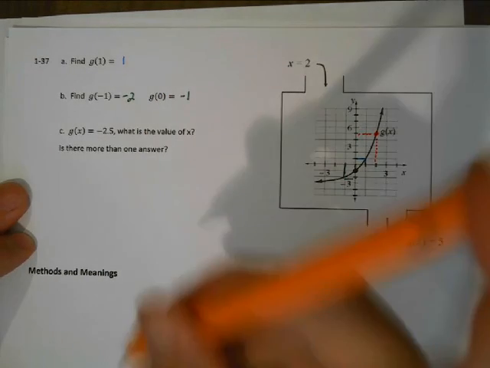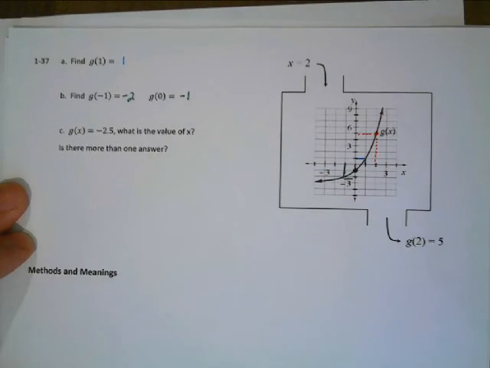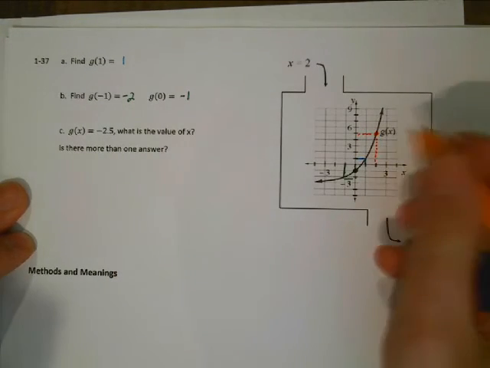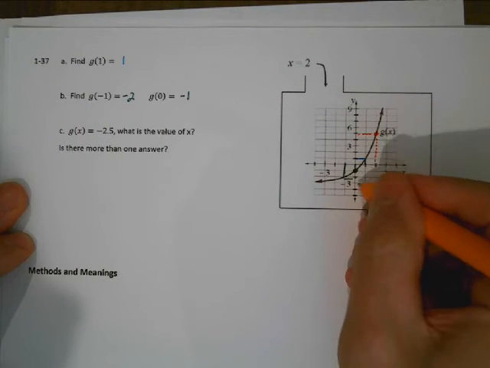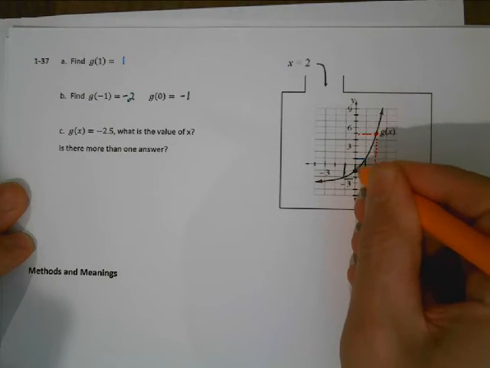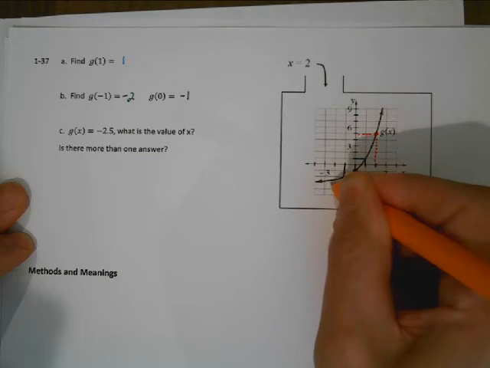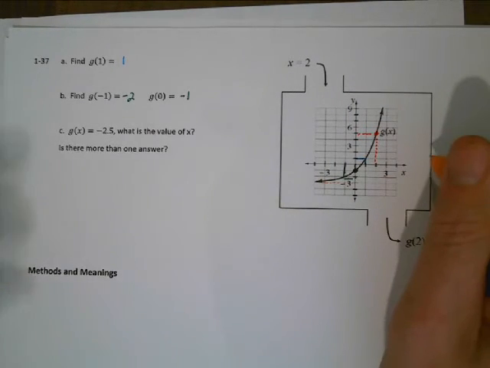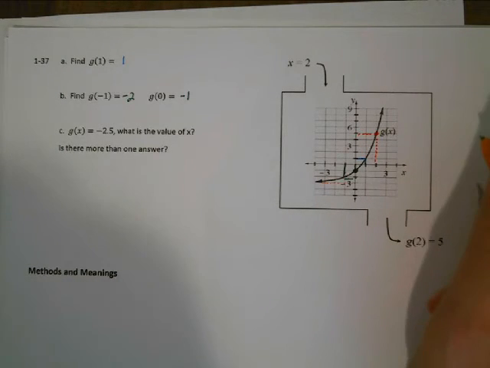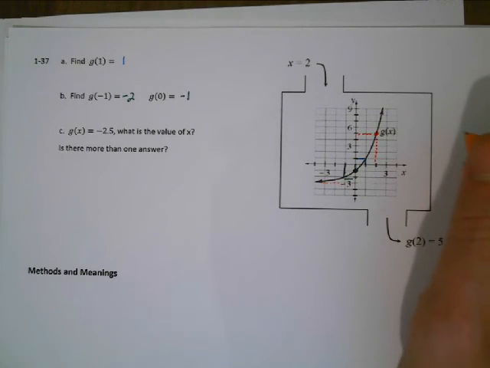All right, part C. G of x is negative 2.5. Let's find that. That's a y value. So here's 1, 2, 2.5. So for negative 2.5, I want to find out what the value of x is going to end up being. We're going to find out what the value of x is when we get negative 2.5.